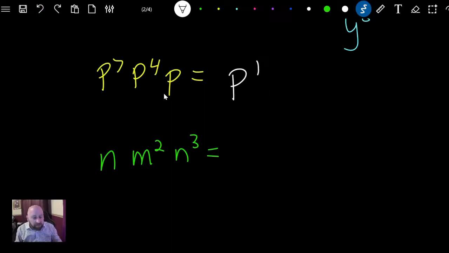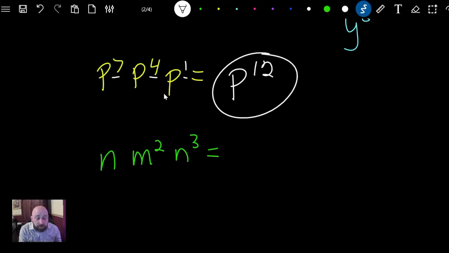Okay, let's think through this. What do we have right here? This is not p to the 0 power. Remember that everything has an exponent of 1. Even when we don't write it, the exponent is 1. It's not 0. It's exponent 1. So now let's add them together. 7 plus 4 is 11, plus 1 is p to the 12th. The answer here would be p to the 12th. And if you want to look in your book, that's on page 475. That is example 10.1a. Okay?